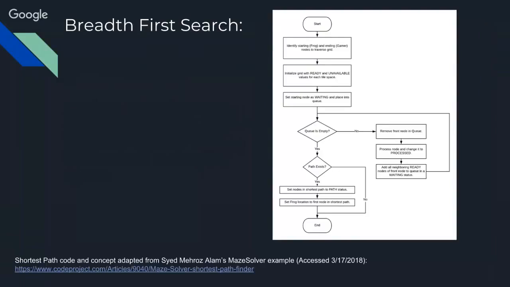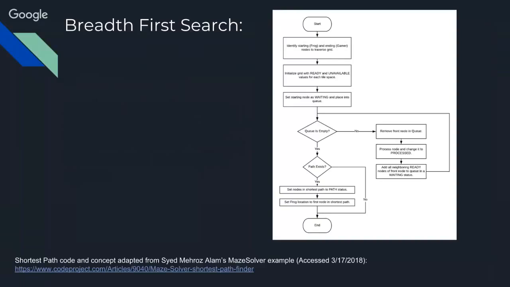This diagram describes the BFS algorithm at a high level. The process starts by providing nodes that the frog and gamer are located at. Then the grid is initialized by setting each tile as either ready or unavailable. The starting node, which is the frog's node, is set as a waiting status and placed into a queue. It then repeats the process of checking to see if the queue is empty, removes the first node in the queue, marks that node as processed, and adds all neighboring ready nodes into the queue.